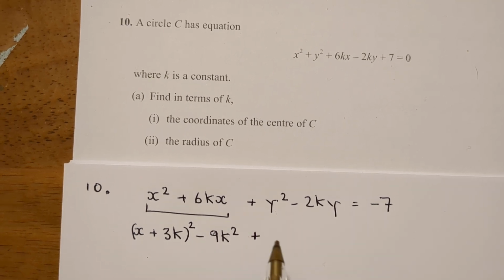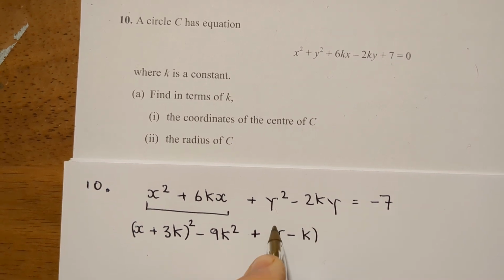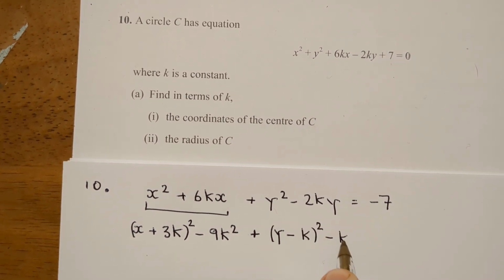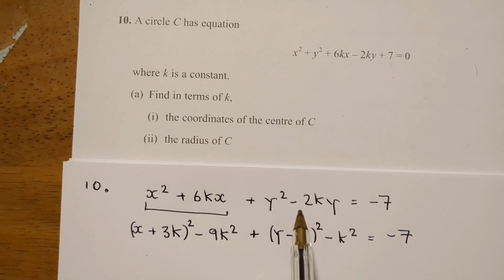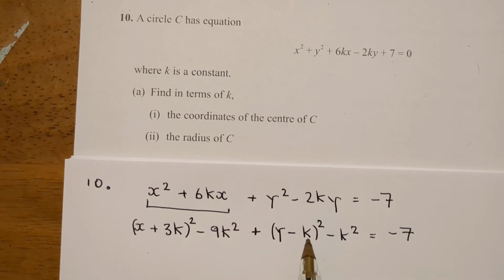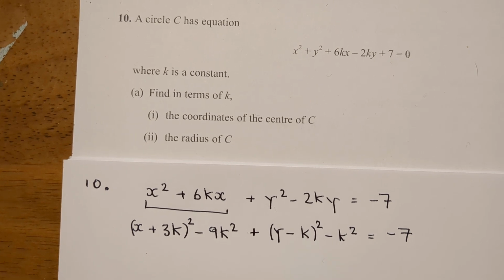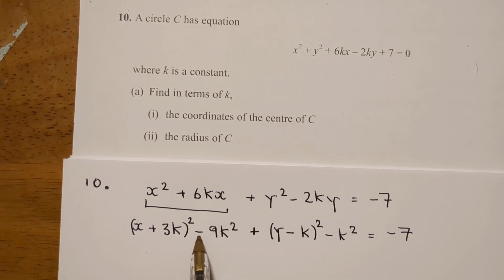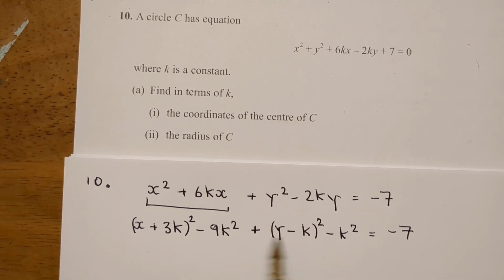Now the next one is going to be y minus k, squared, minus k squared, equals minus 7. It's the same principle. Whatever the coefficient of y is, which is 2k, you halve it and you put it here, and whatever you put here, you square it and you write it there. Note that this is always a minus sign. Whether this is a minus or a plus depends on the sign there. So that's completing the square.